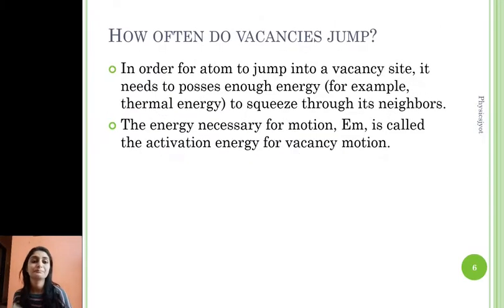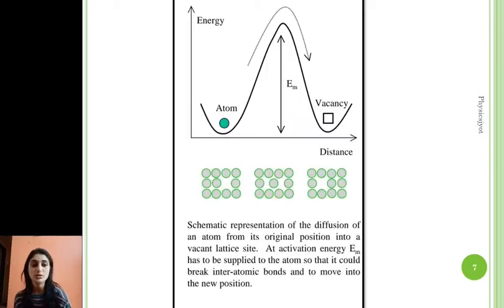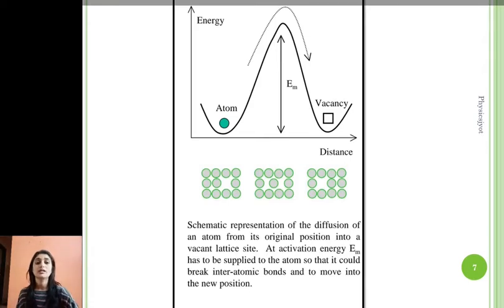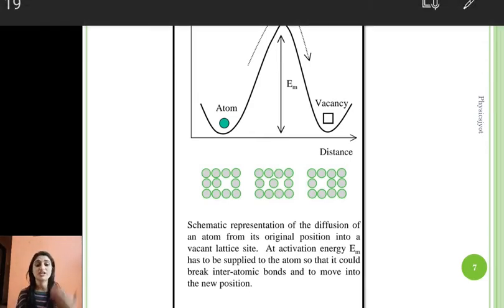Now, how often do vacancies jump? Suppose a vacancy is created, and another atom has to jump into that vacancy site. It then needs to possess energy, and that energy is called the activation energy for vacancy motion. See this diagram: there is an atom on this side and a vacancy on this side. If this atom has to jump to this side, it has to possess the energy Em. Look at the graph, Em. That is called the activation energy.